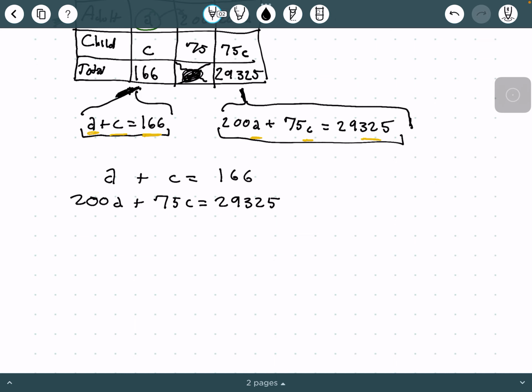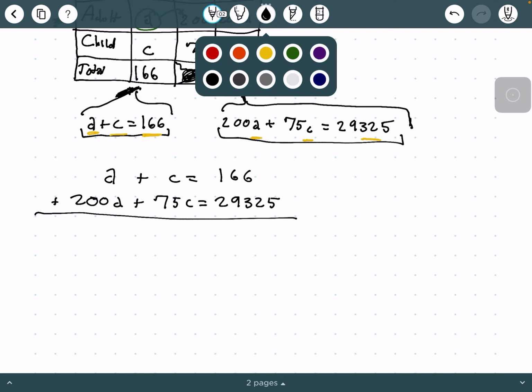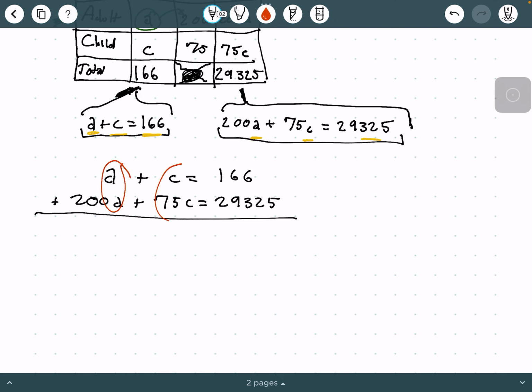One of the ways we've learned to deal with a system of equations is to add them together, right? So that something cancels out. But right now, nothing would cancel out. And so if we want to have something cancel out, the easiest way to do it would be to cancel out either the A or the C.